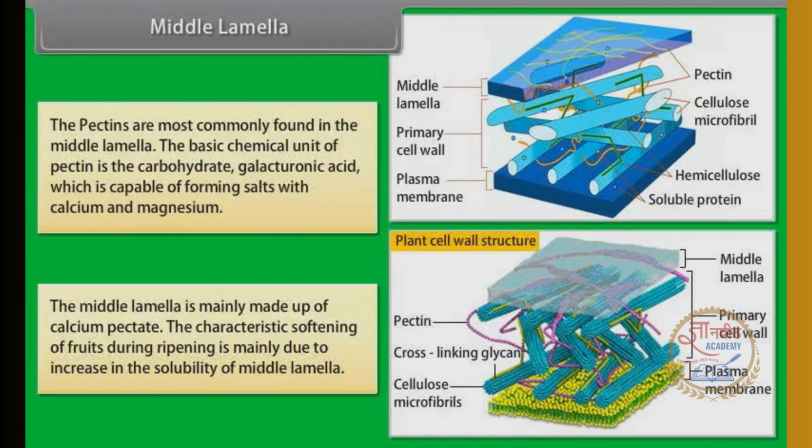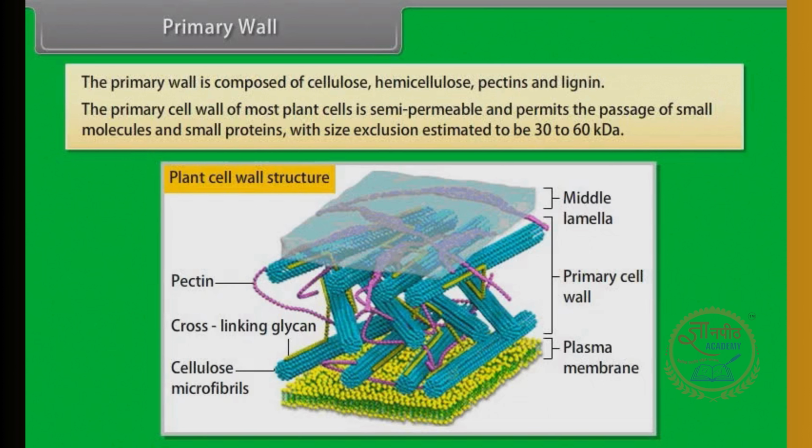Primary wall. The initial wall of a plant is the primary wall. It is found inner to middle lamella. The primary wall develops on middle lamella on both the sides. The primary wall is composed of cellulose, hemicellulose, pectins and lignin. The primary cell wall of most plant cells is semi-permeable and permits the passage of small molecules and small proteins with size exclusion estimated to be 30 to 60 kDa, or 30,000 to 60,000 atomic mass.